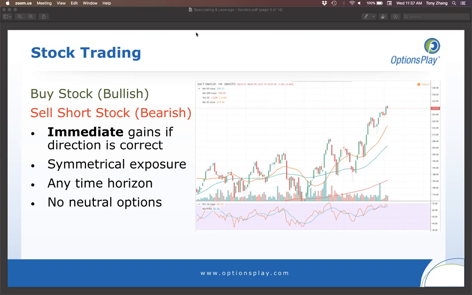If everyone understands that, please type 2 into the chat window. Perfect. Okay, I see a lot of 2s.